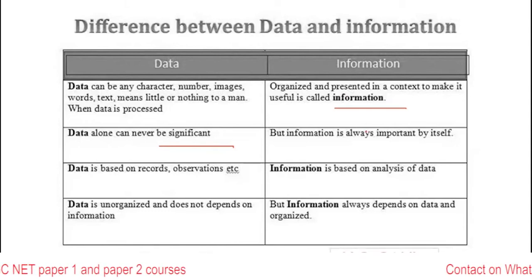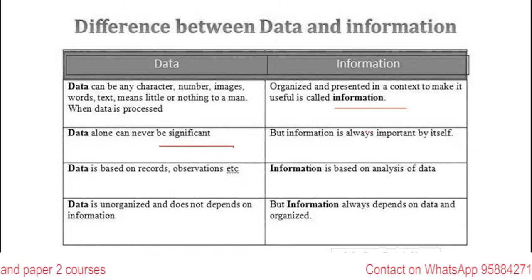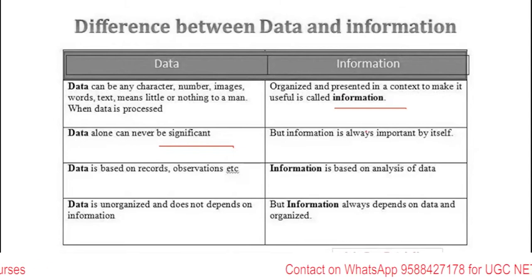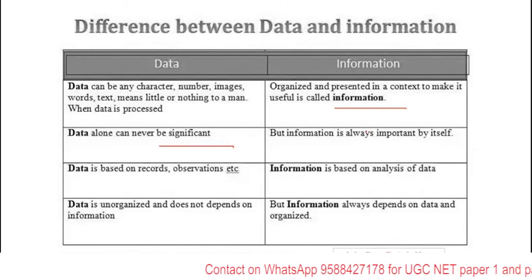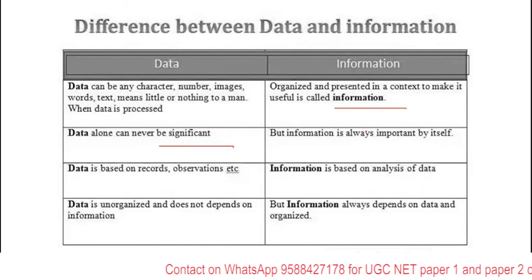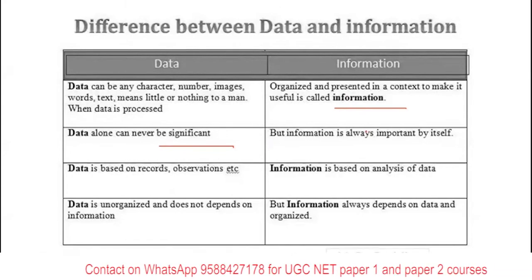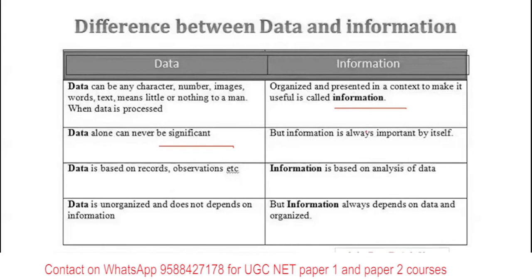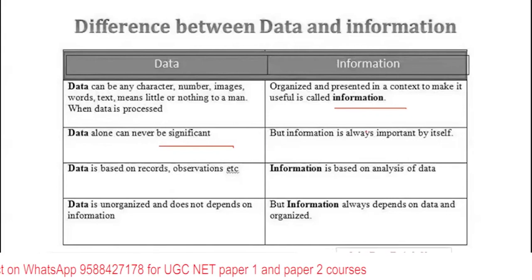So when I say data is raw, it means it is not important, it is not organized, or it is just based on certain things, in the form of record and observation. But if I say information is a final product or a finished product or an outcome, it is understood that it has been planned very well, it has been organized, analysis is done, or it is important by itself.